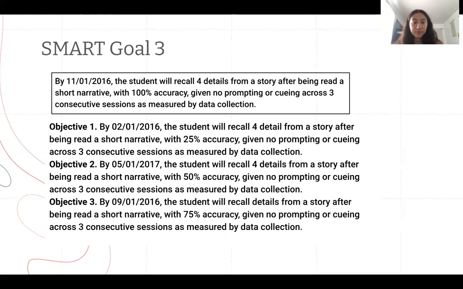Objectives 2 and 3 are the same, but the accuracy will change from 25 to 50 and 50 to 75. And this last goal was written with the intention of improving the client's working memory, because that is also an area that he struggled in, that we noted from the tests. Next slide.